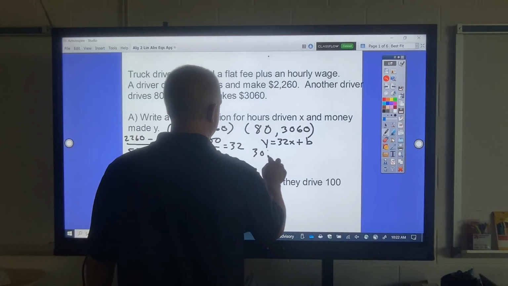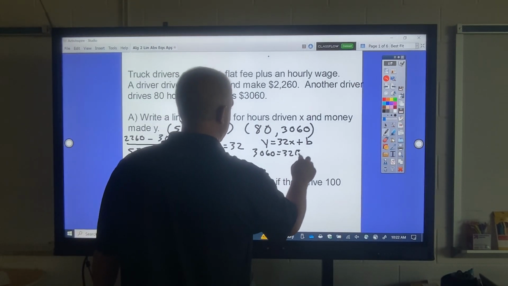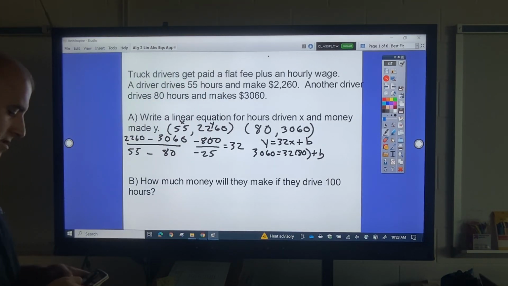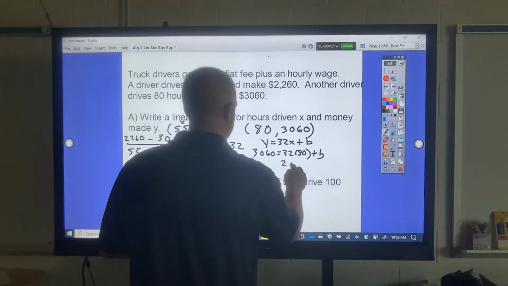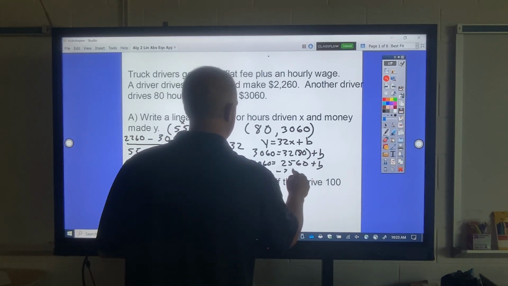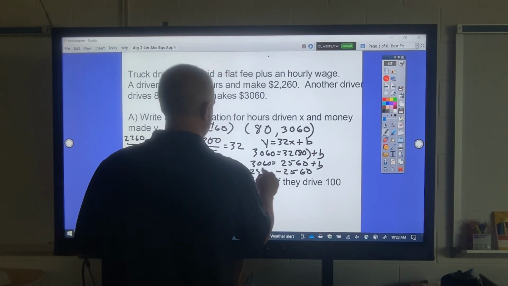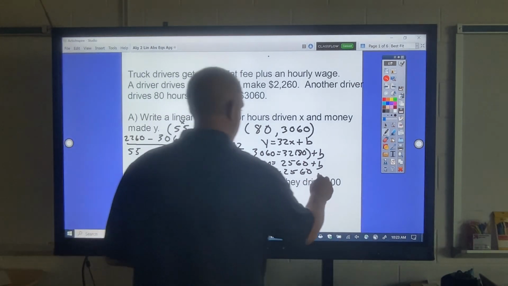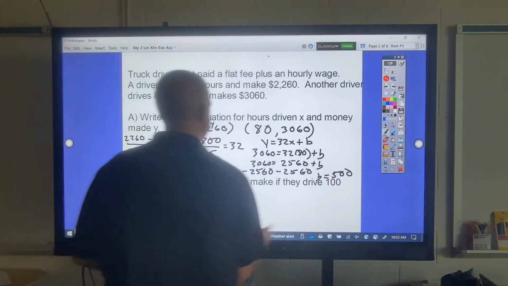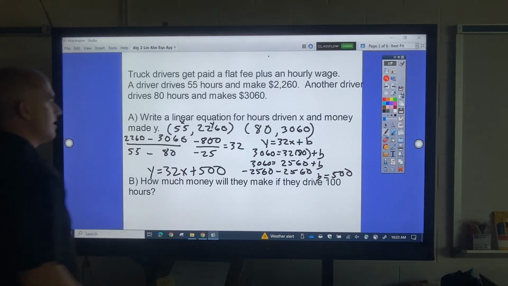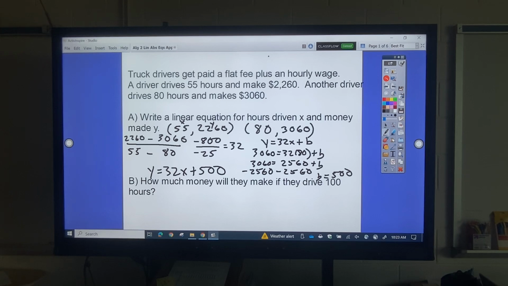Now to find b, you can substitute either value. So 3060 equals 32 times 80 plus b. 32 times 80 is 2560. Subtract 2560 from 3060, which is 500. So b is 500, and my final equation is y equals 32x plus 500, where x is the number of hours driven and y is the amount of money made.